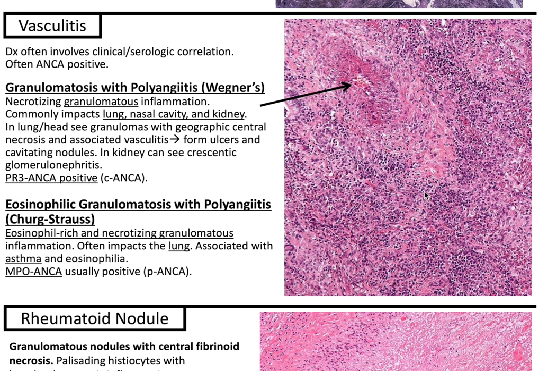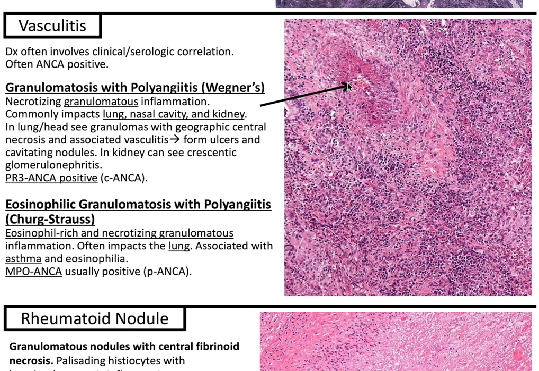In the lung and head, you'll see histologically granulomas with geographic central necrosis, as you can see here, and associated vasculitis, as you can see here, and this forms ulcers and cavitating nodules. In the kidney, you can see crescentic glomerulonephritis, and it is PR3 ANCA positive, quote, C-ANCA positive.